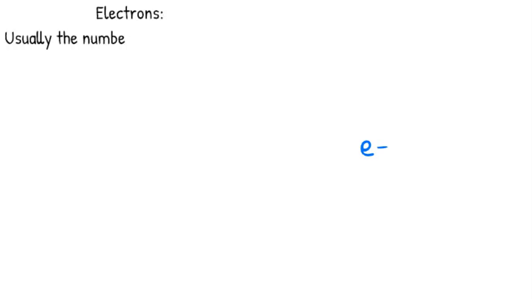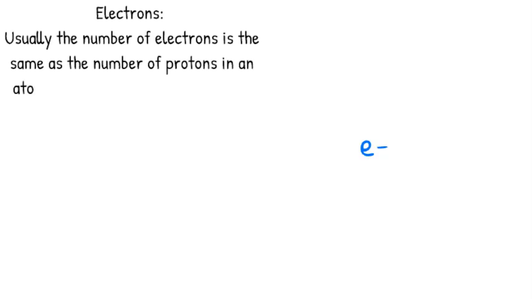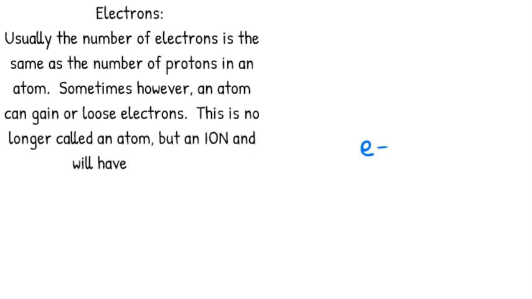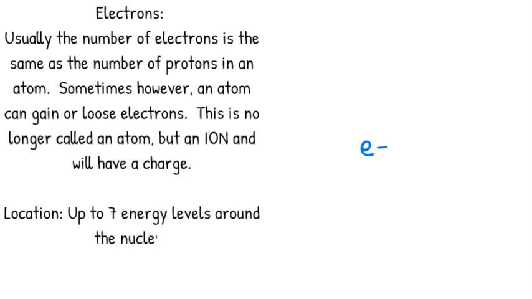Usually, the number of electrons in an atom is exactly equal to the number of protons, meaning there's no net charge. But sometimes the number of electrons changes. An atom can gain or lose an electron. Then it would no longer be called an atom, but an ion, and would have a plus or minus charge.